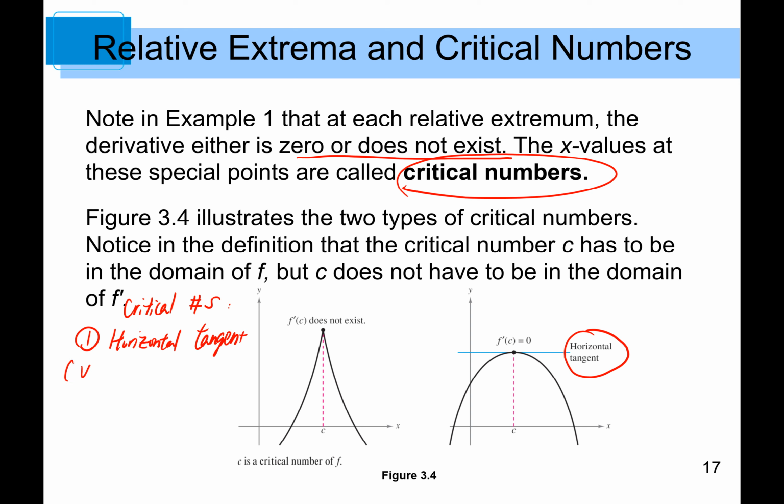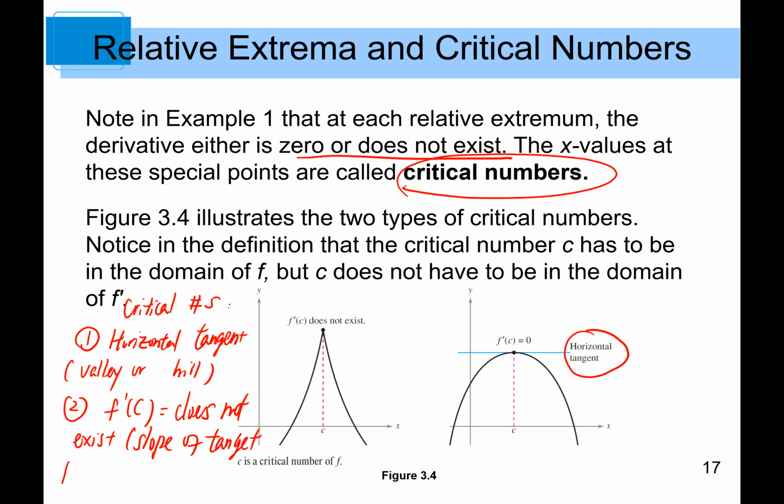Either a valley or hill. Second one is a derivative f prime of c. The derivative at that point does not exist, meaning the slope of the tangent line at that point does not exist. Slope of tangent line does not exist at x equals c.